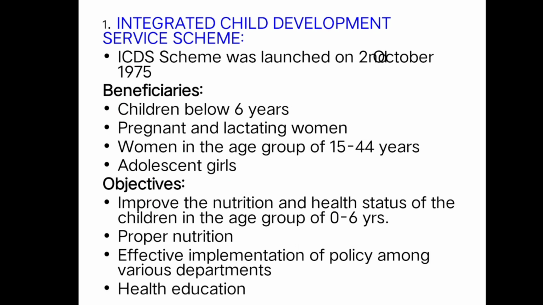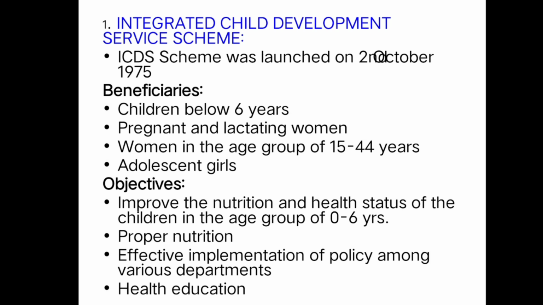So based on these nutritional deficiencies, the government has launched many nutrition-related programs like the Integrated Child Development Services Scheme. It was launched on 2nd October 1975. The beneficiaries are children below 6 years of age, pregnant and lactating mothers, adolescent girls, and women in the age group between 15 to 44.